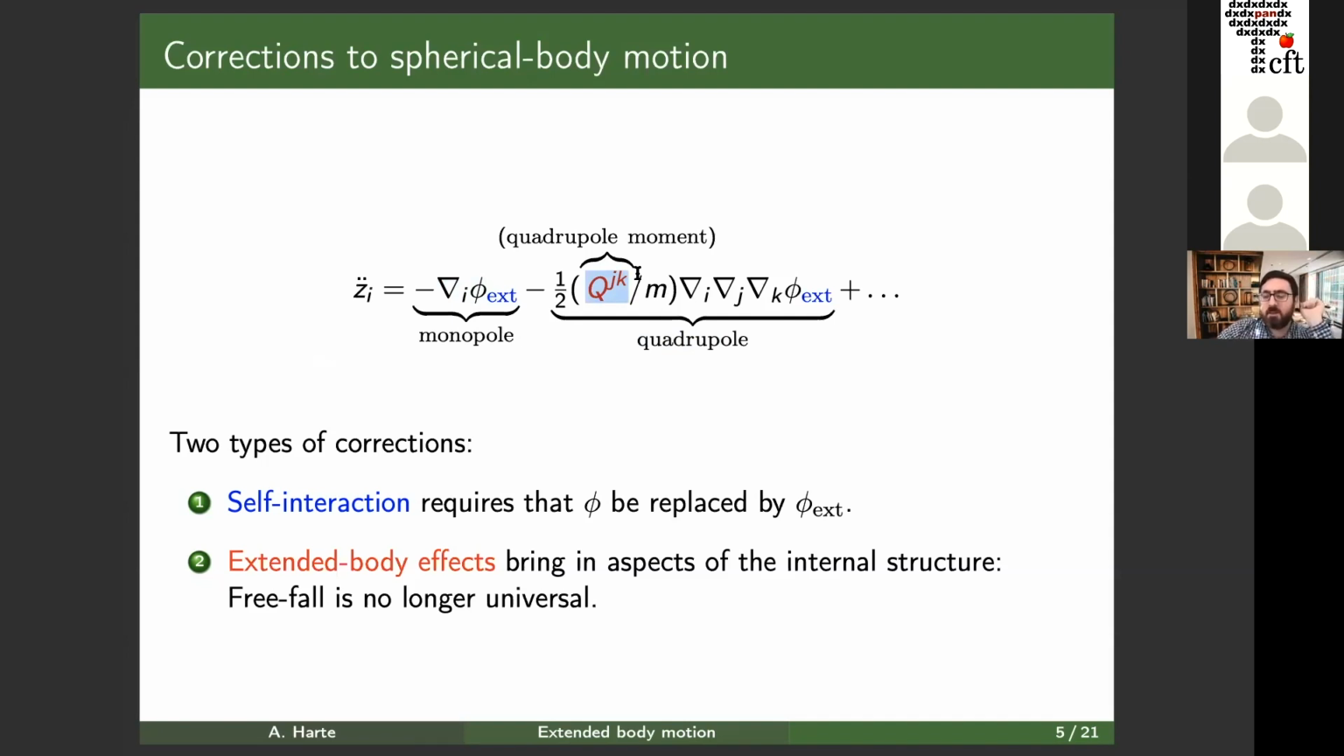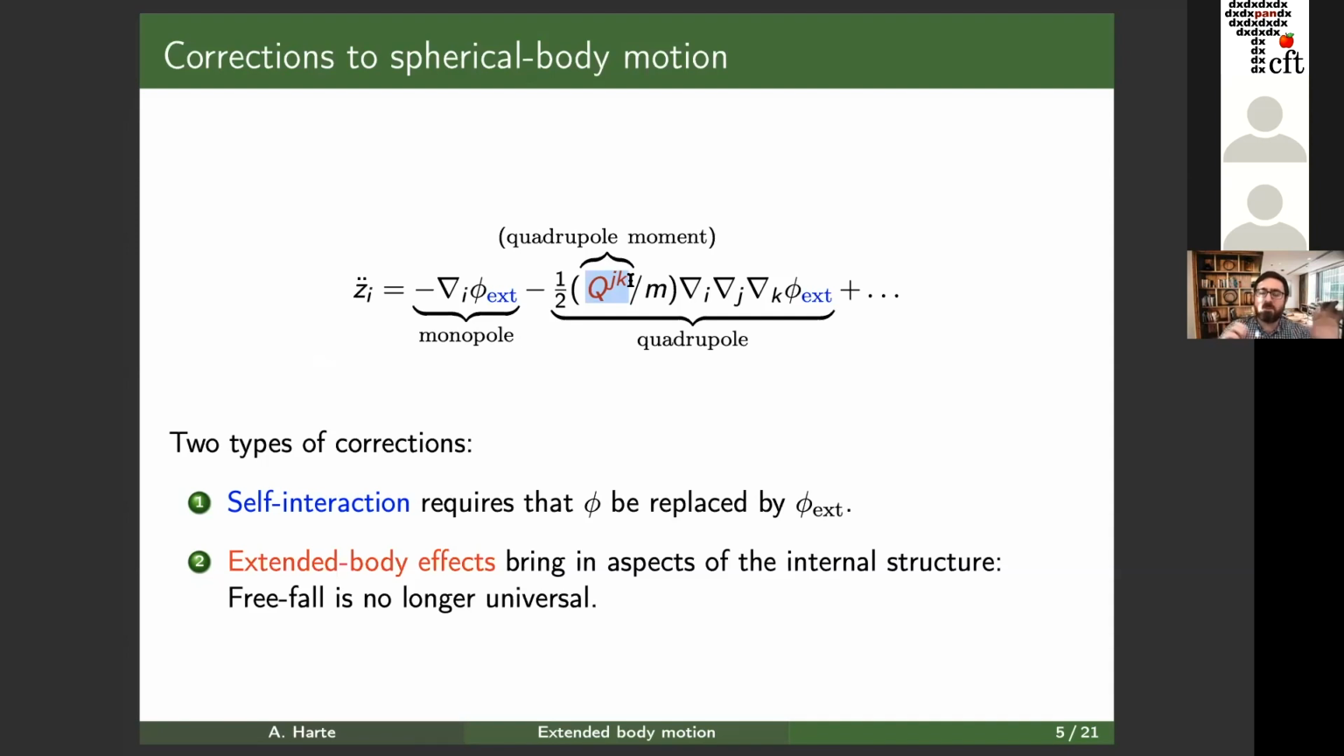And this rank 2 tensor depends on the internal structure of the body. So you need something to kill these extra indices, these J's and K's, and that is these particular pieces of information from the internal structure. So once you go to this level of approximation, different bodies fall in different ways. And this is the end of the equivalence principle.